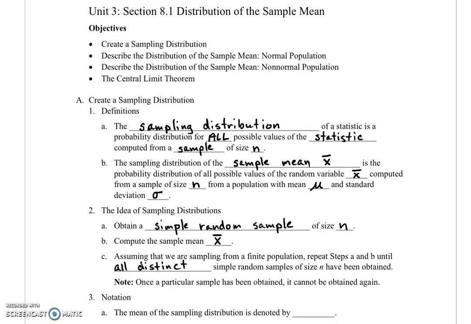So it's important to note here that once we've gotten a particular sample, we cannot get it again. However, if we sample and we get thing A first and we get thing B second, that is different than if we pick B first and A second.